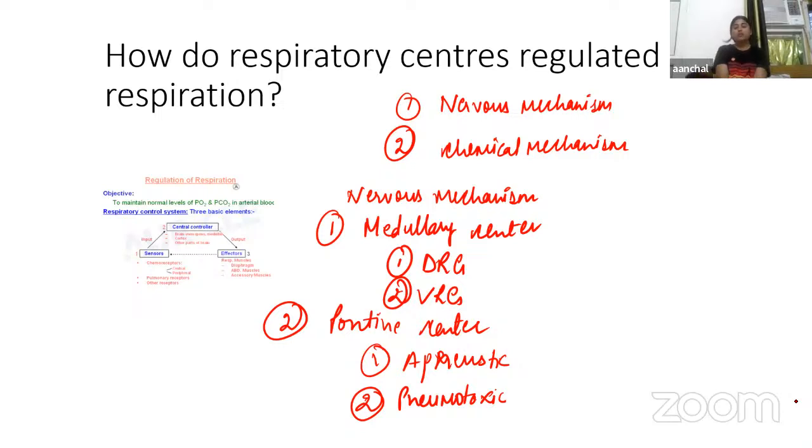So first, we have the dorsal respiratory group of neurons, meaning this DRG. Basically, this is present in the nucleus of tractus solitarius, which is present in the upper part of the medulla oblongata. Because we are talking about the medullary center, obviously the location will be the medulla, right? So this is present in the upper part of the medulla oblongata, and in this DRG we have inspiratory neurons. So that's why it is known as the inspiratory center.